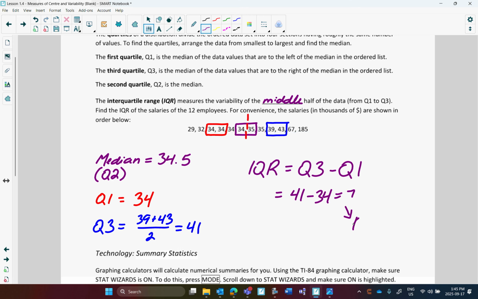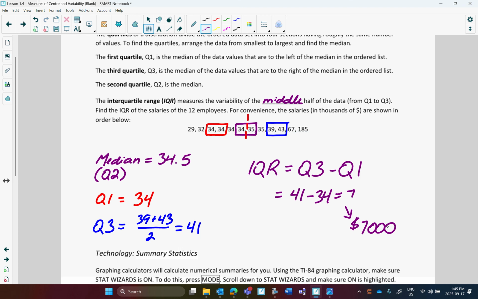And again, we need units. That relates to $7,000. That's the IQR. That's how spread out the middle of the data is, the middle 50%. Are there any questions about that?